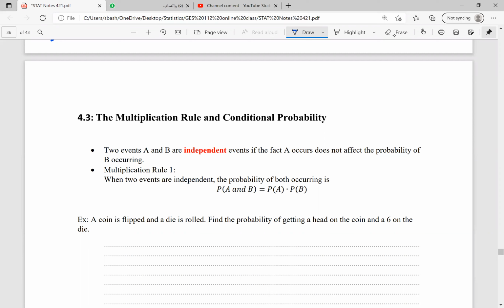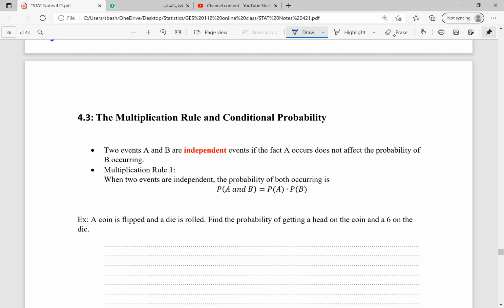In the last lecture we spoke about the addition rule of probabilities, and we defined mutually exclusive events and non-mutually exclusive events. In this lecture, we are going to speak about the multiplication rule and conditional probability. For the addition rule, we said that P(A or B) equals P(A) plus P(B) if they are mutually exclusive, and if they are not, then it is P(A) plus P(B) minus P(A and B).